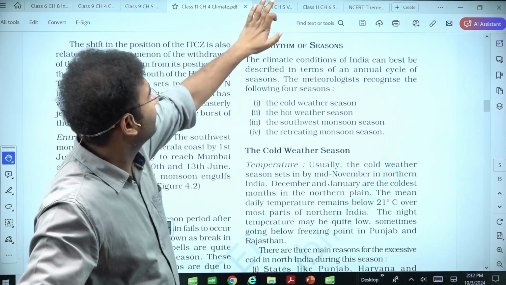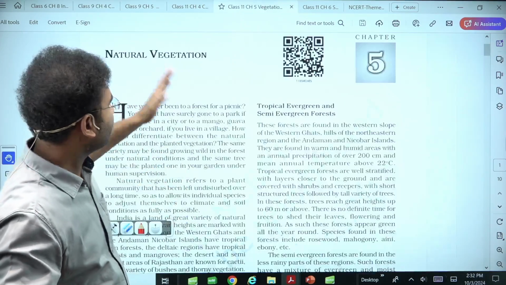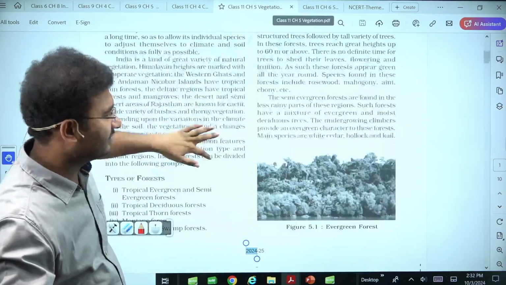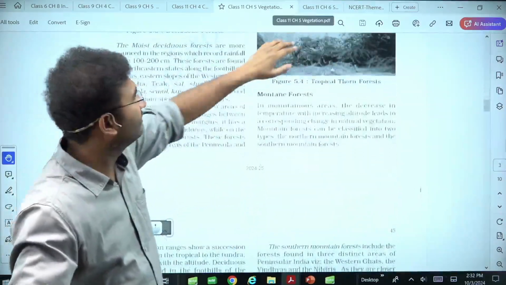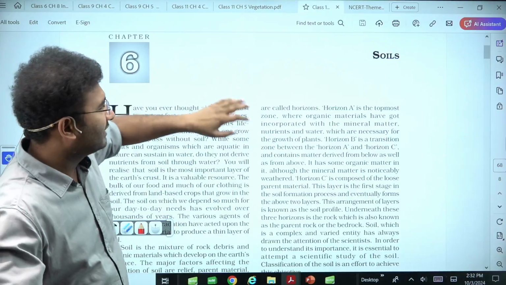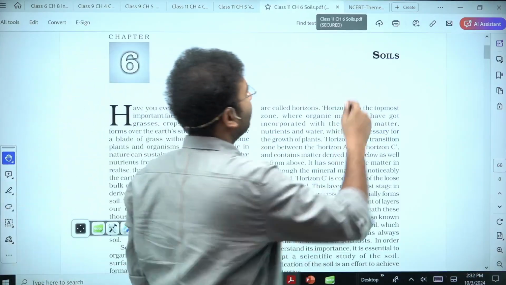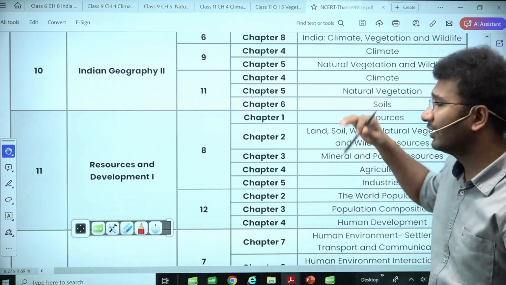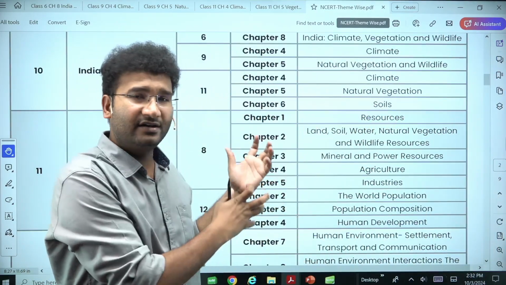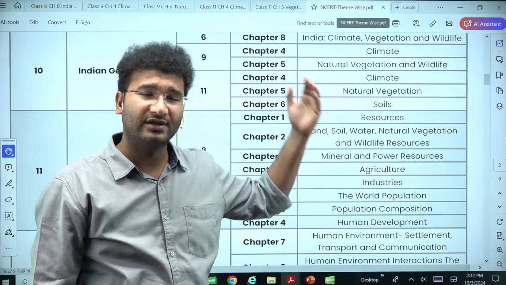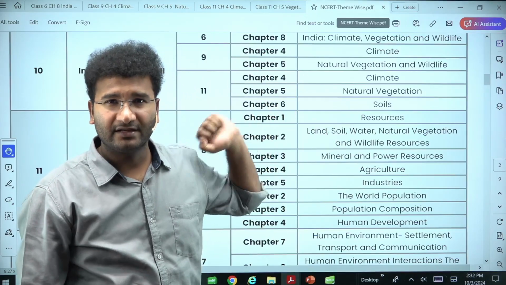And coming to the next chapter, natural vegetation, same thing, the vegetation has repeated here. We'll be looking into all of this in a detailed manner. Now come to the last one, soils. Soils we have dealt with in a detailed manner in the biogeography theme itself. So here I won't be dealing with the soils, as I've already dealt with them in theme number 8 in biogeography.